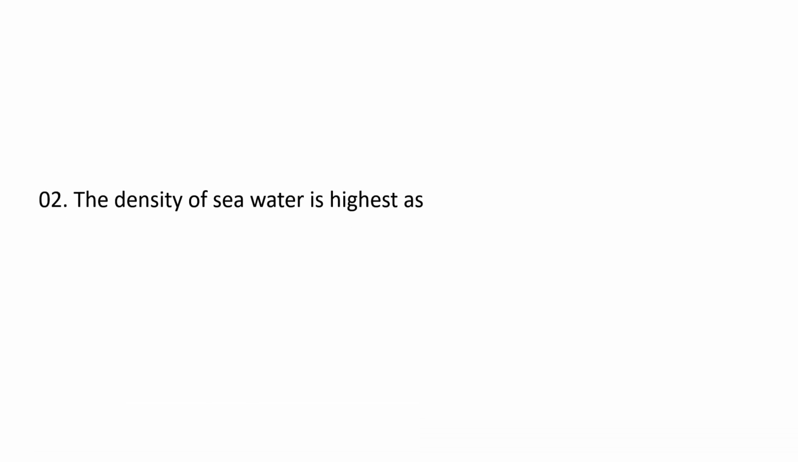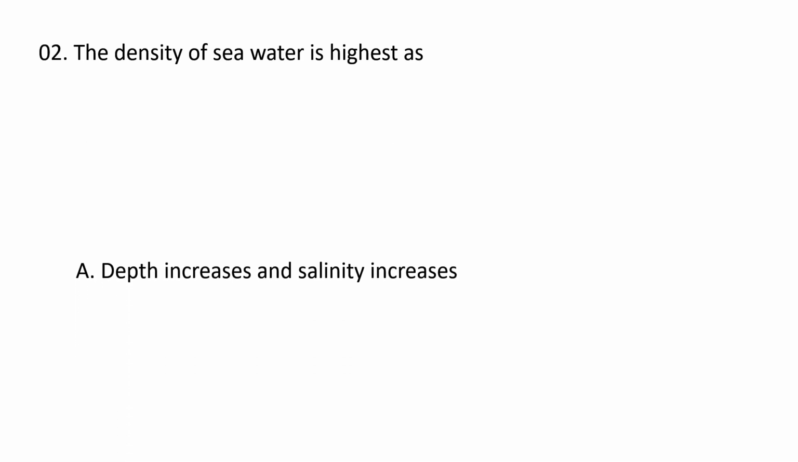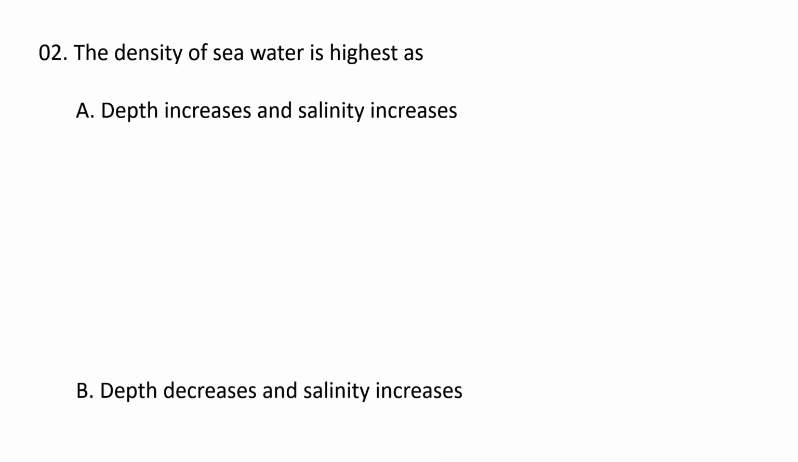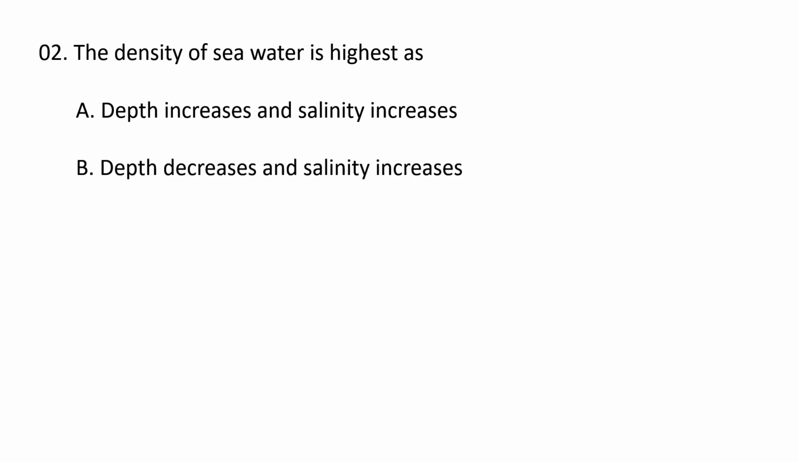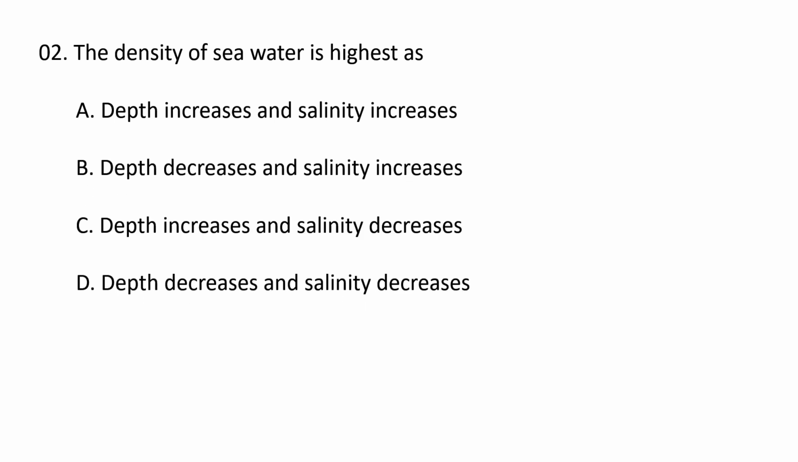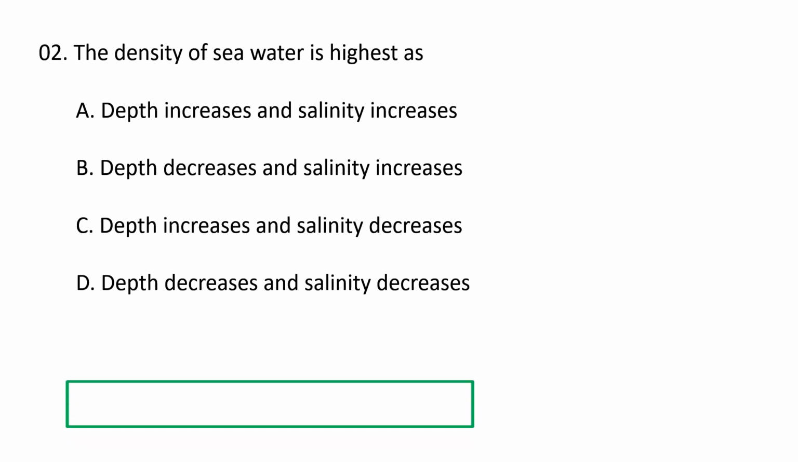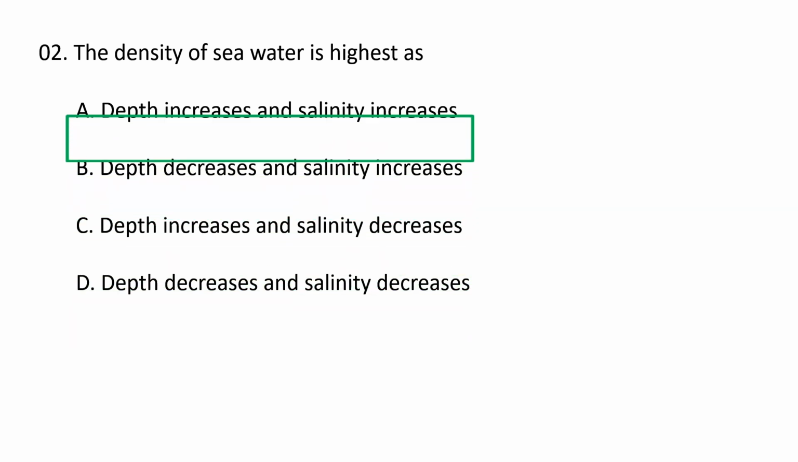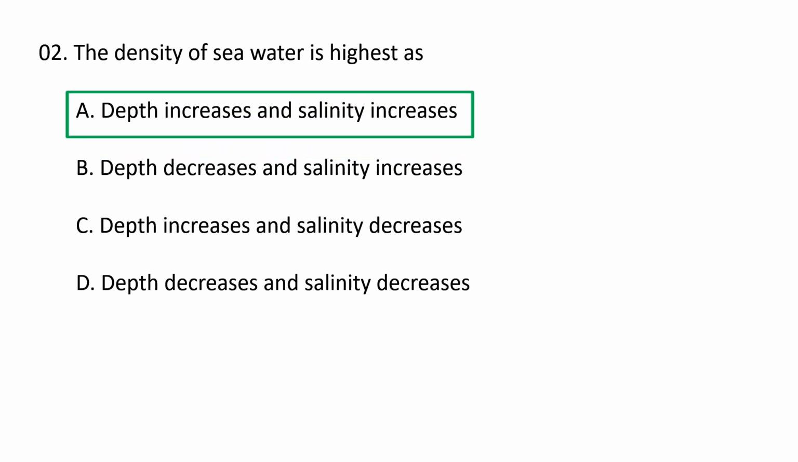The density of seawater is highest as A. Depth increases and salinity increases. B. Depth decreases and salinity increases. C. Depth increases and salinity decreases. D. Depth decreases and salinity decreases. So the density of the seawater is highest as depth increases, the salinity increases.